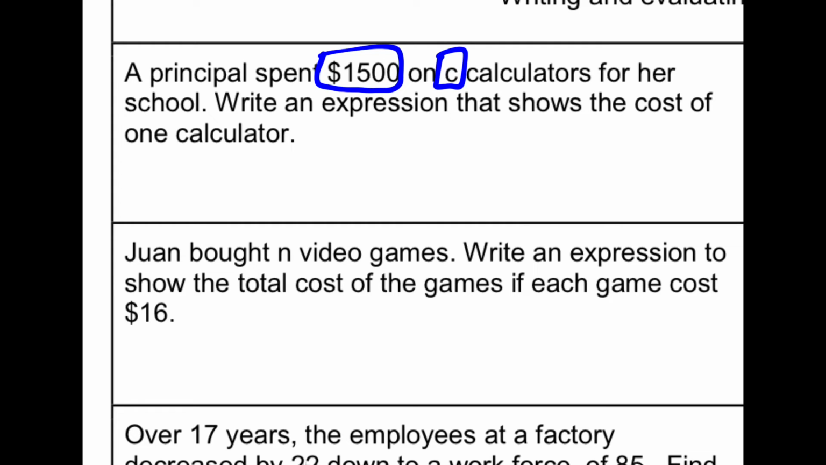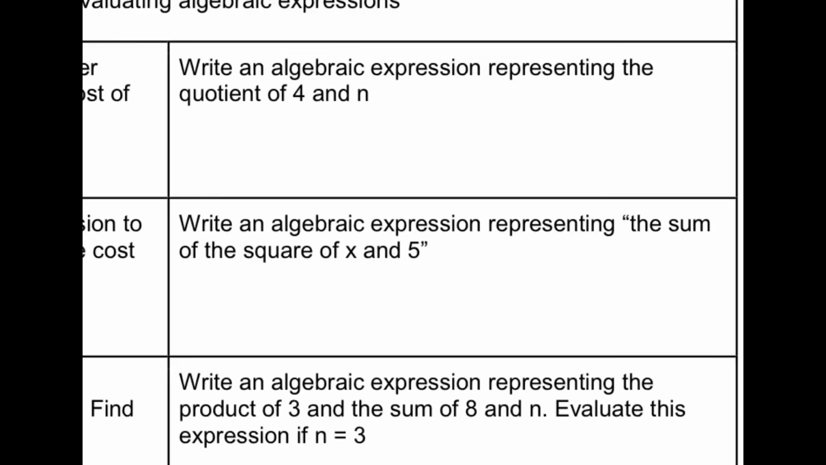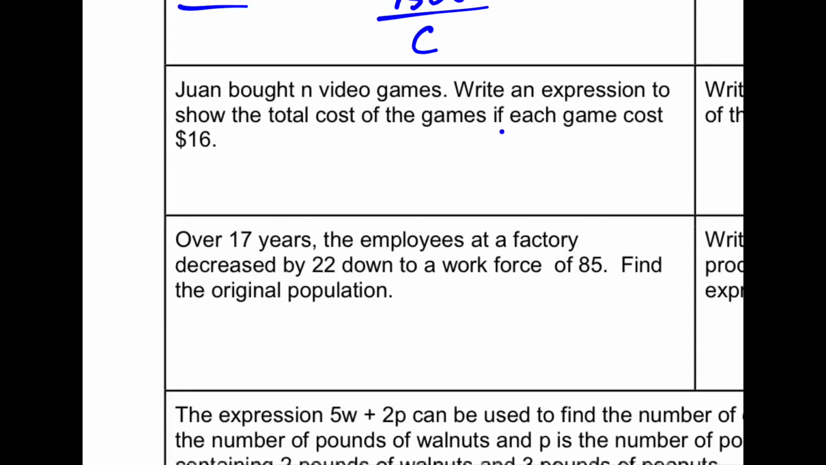If we spent $1,500 on all of the calculators, how can we find the cost of one? Well, you take the total cost divided by how many? This word quotient means that we are dividing. 4 goes on top and n goes on bottom. You could also write this as 4 divided by n, but usually we'll write it as a fraction. The word each here implies that we are multiplying. So we have n video games, and each game costs $16, so 16n.